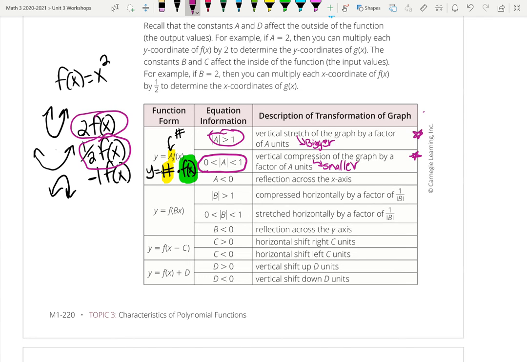Okay, when a is less than 0, it's a reflection, no matter what.